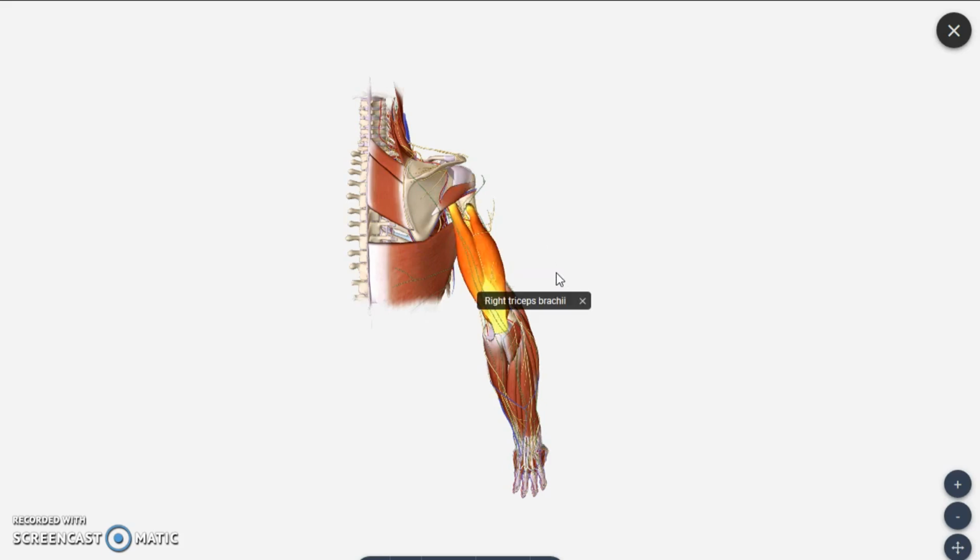So biceps has two heads, and here it is triceps, so obviously we will be having three heads of this muscle seen. We are calling this triceps brachii. This triceps brachii will have two heads seen superficially: one is the long head and another is the lateral head. Just below this there is another muscle in the deep layer, which we will call the medial head.